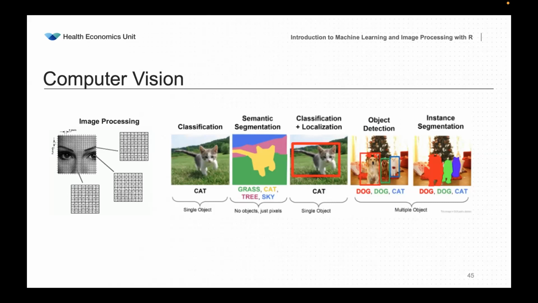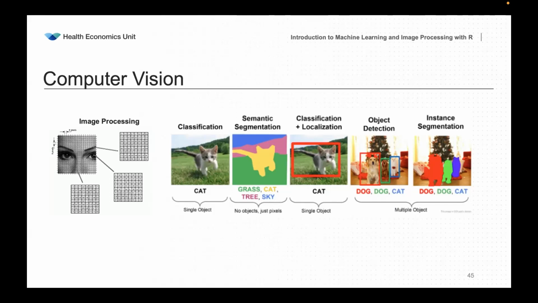So for example, if you're interested in the cat, you simply extract the cat image from there using segmentation. If you are interested in the background which has the tree, then you can simply extract the tree, sky or grass. So yeah, this is semantic segmentation.